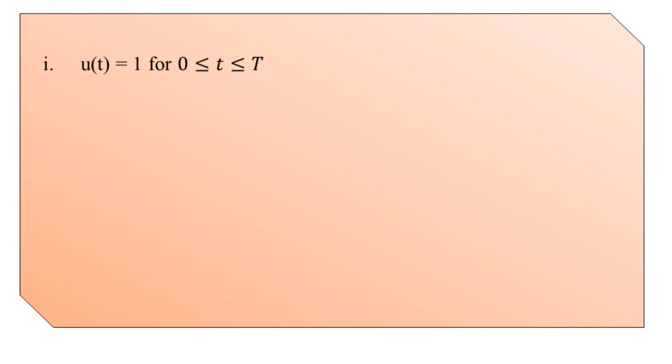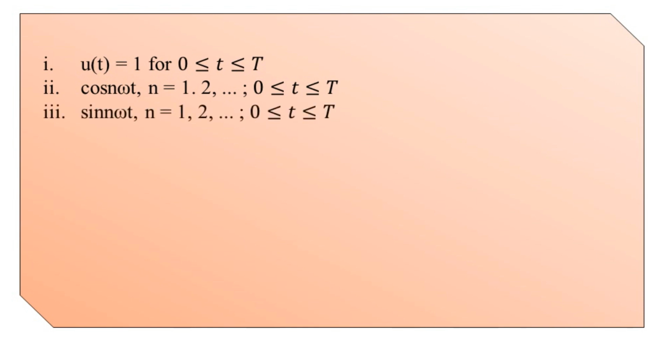Next, we have cosine of n times omega t, where n is equal to 1, 2, 3 and so on, with t again greater than or equal to 0 but less than or equal to capital T. The third function is sine of n times omega t, where n is equal to 1, 2, 3 and so on, and t is greater than or equal to 0 but less than or equal to capital T. So, with the time parameter denoted by small t, all these functional representations are defined over the time span from 0 to capital T.